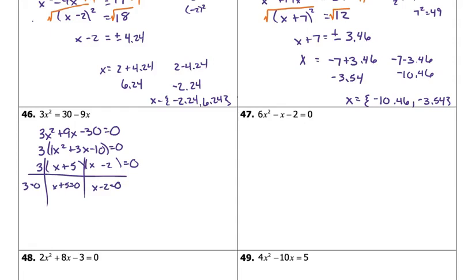Well, of course, 3 does not equal 0, so that's not an option. But if I move the 5 over by subtracting, this would be x equals negative 5. If I move the 2 over by adding it, this would be x equals 2. So my solution set is negative 5, positive 2. And then I have my next one.